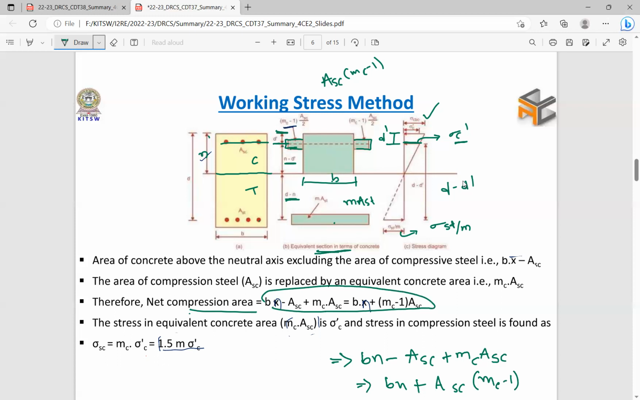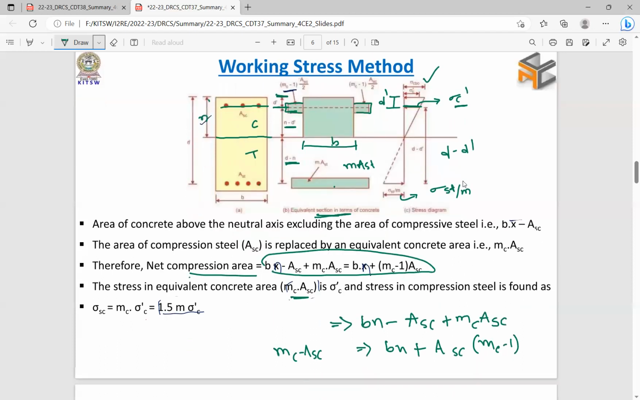So now if you see, this is the net compressive area, and the net area for the equivalent concrete at the tension zone will be equal to MC into ASC, right? So now we'll see.